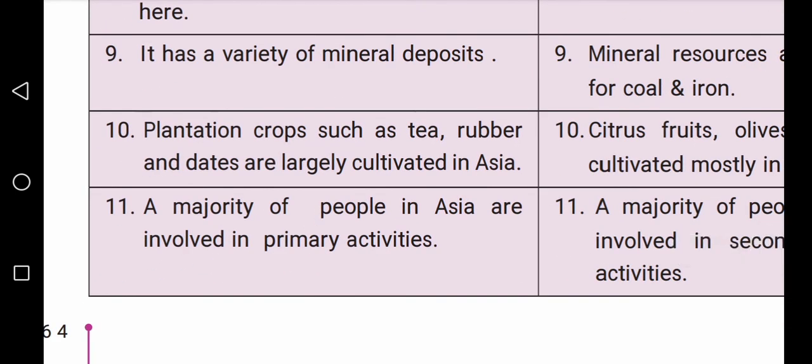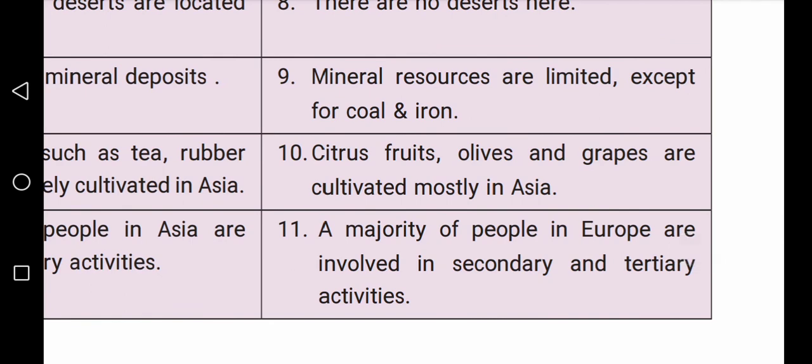Last one, a majority of people in Asia are involved in primary activities. Here in Europe, a majority of people are involved in secondary and tertiary activities.